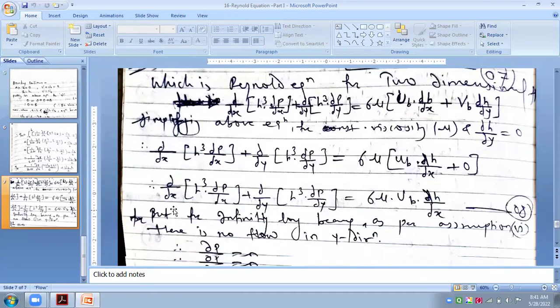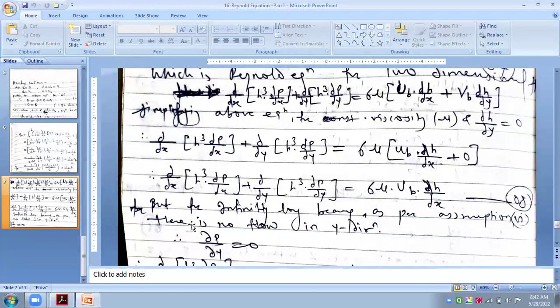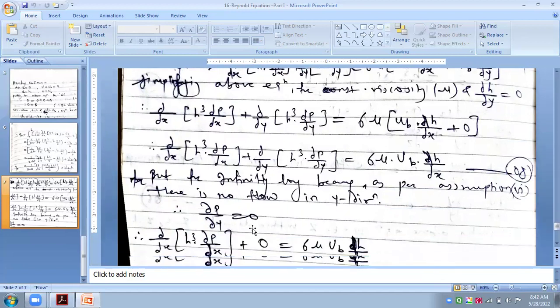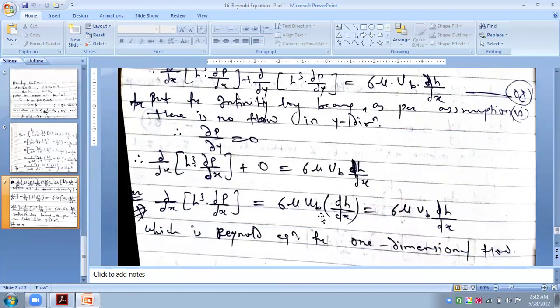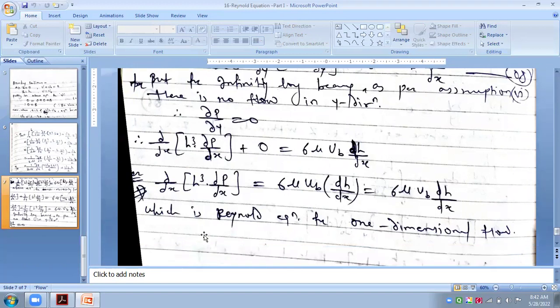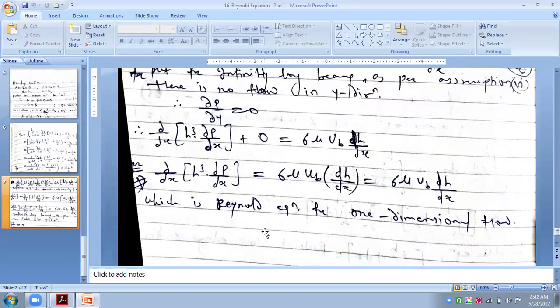Again simplifying this by considering an infinitely long bearing, as per the assumption there is no flow in the y direction, therefore del P by del y is 0. Therefore we remain with del by del x of h cube del P by del x plus 0 is equal to 6 mu UB del h by del x. So finally we get del by del x of h cube del P by del x equal to 6 mu UB del h by del x, which is the required Reynolds equation for one-dimensional flow. So this is the Reynolds equation analysis by the direct method. The second method we will see in the next lecture. Thank you.